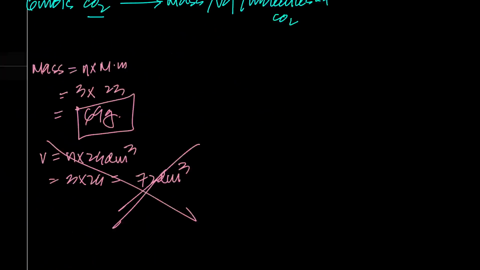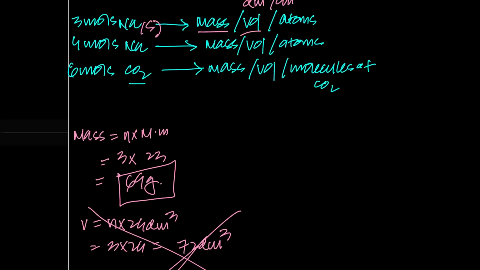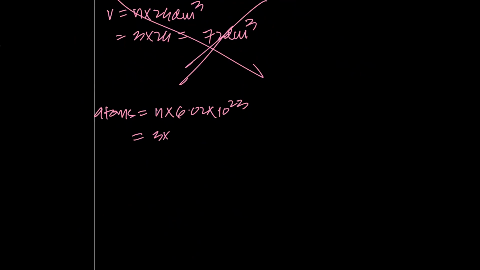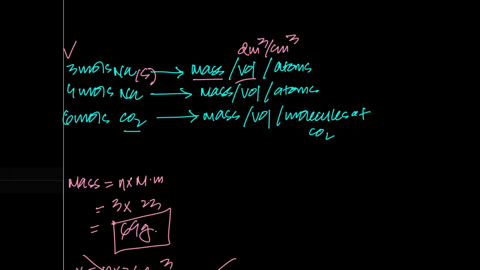Okay, next, find the atoms. How do you find the atoms? If I want to find the number of particles, I'll take the moles times 6.02 into 10 to the power 23. How many moles, sir? 3 moles. 3 times 6.02 into 10 to the power 23. What do you get? Atoms of sodium. Okay, we're done with this. Next, 4 moles of sodium. You guys can calculate it on your own, but obviously you can't calculate the volume.